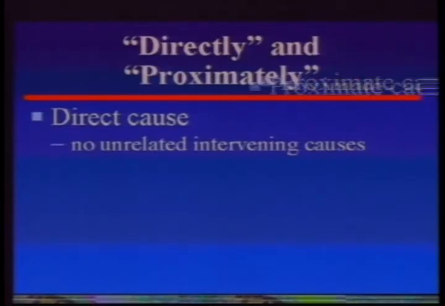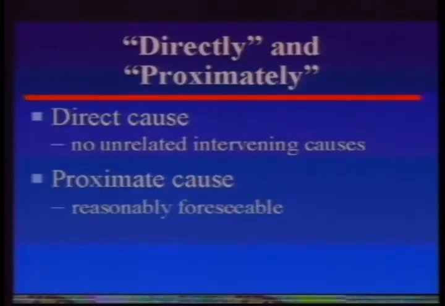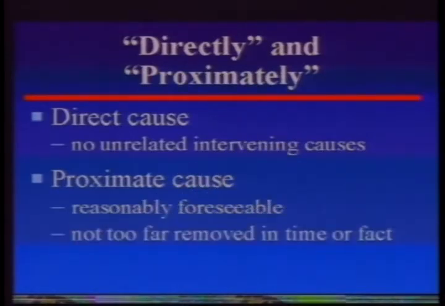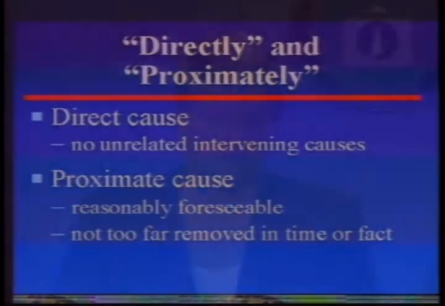And the second word we're dealing with here is proximately, which brings up the idea of proximate cause. In the law, that usually means the line at which we're going to hold someone liable, because normally there was a reasonably foreseeable aspect to it, that the defendant could have or should have foreseen that harm was going to result from his or her conduct. It can't be too far removed in time or facts. In other words, it's proximate, close in relationship.